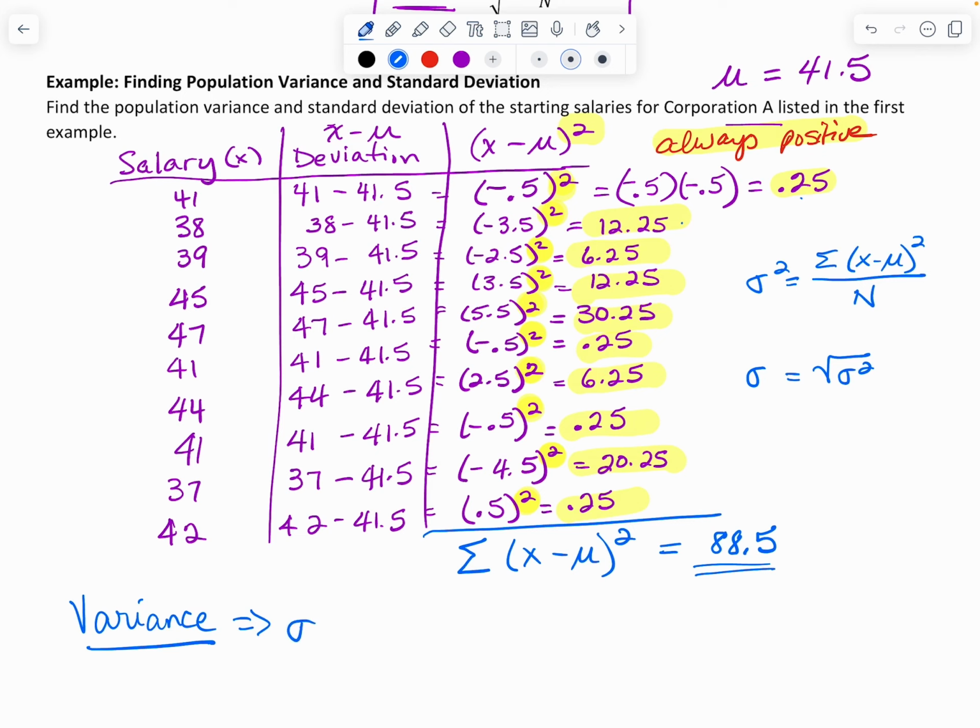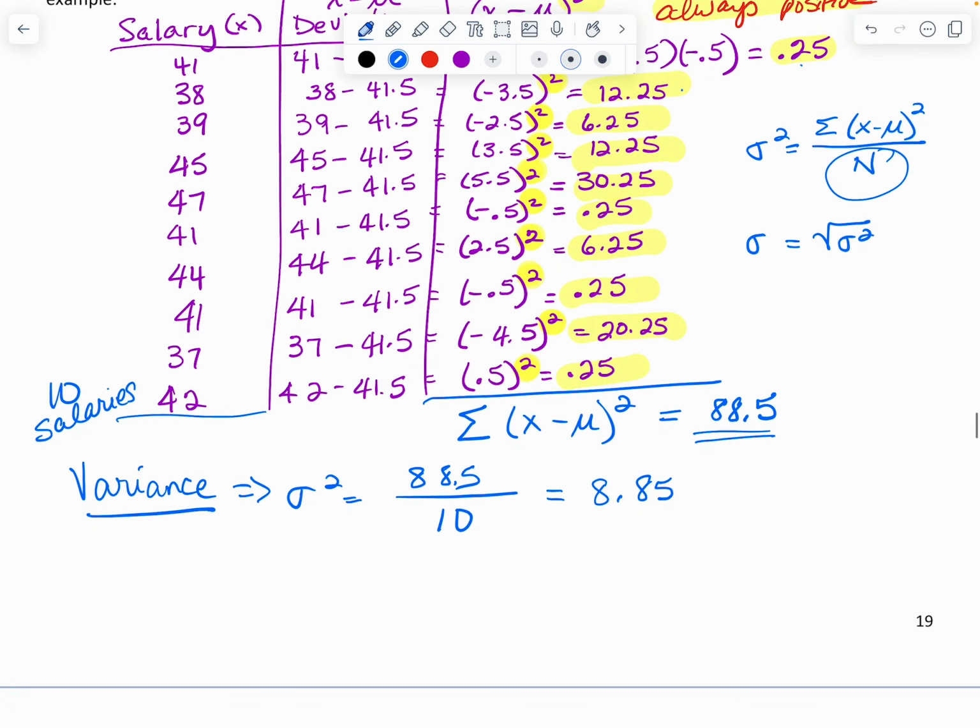All right, so the variance is going to be 88.5 divided by n. How many entries do I have here? Well, I end up with 10 salaries. And so that's going to divide by 10. So my variance is equal to 8.85.